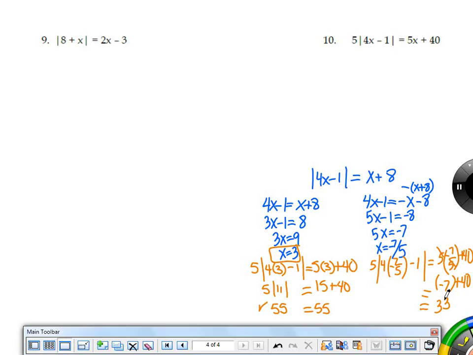So if you need to do some fraction math on the side, do some fraction math on the side. 4 times negative 7 over 5 is negative 28 over 5. So you guys have negative 28 over 5 minus 1 inside the absolute value. Okay?